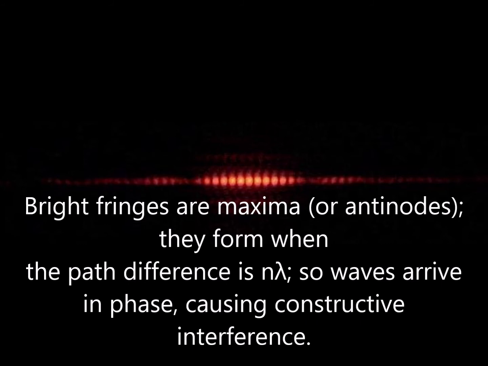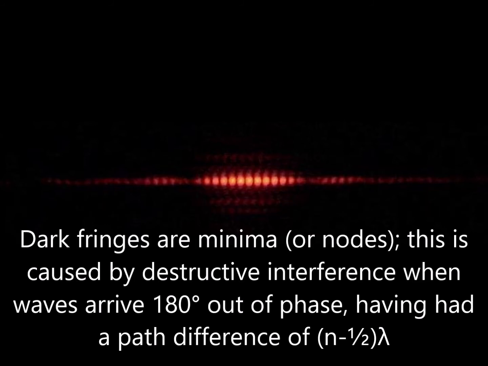So the bright fringes are what we call maxima, or antinodes, and they form when the path difference is equal to n lambda. That means the waves arrive in phase and cause constructive interference. While those dark fringes, which you can see on the picture as the little dark gaps between the red fringes, they're called minima, or nodes. They're caused by destructive interference when the two waves arrive 180 degrees, or half a wavelength, out of phase, having had a path difference of n minus a half wavelengths.